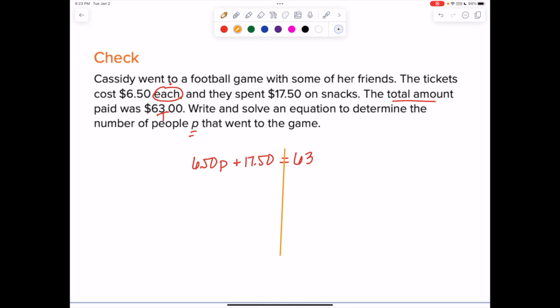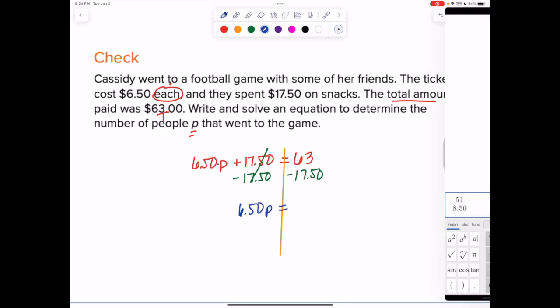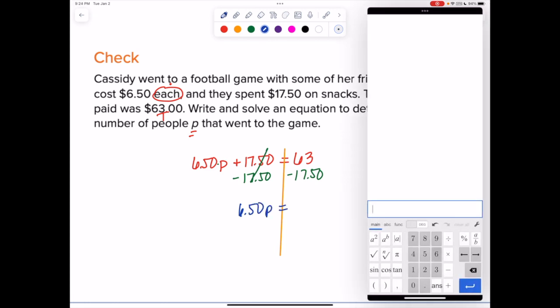Okay, that is step one. I want everyone doing that. And then look, we have our multiplication. We have our addition. So we're going to subtract and do the opposite. Minus $17.50. This goes right below. That cancels out. And what are you left with? You're left with 6.50p equals whatever this is. You can be doing it on your calculator too. 63 minus 17.50. And we have 45.50.